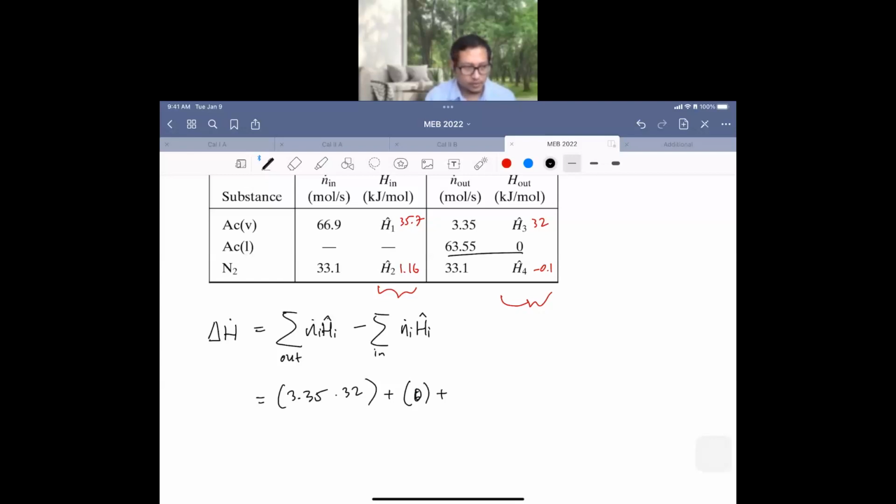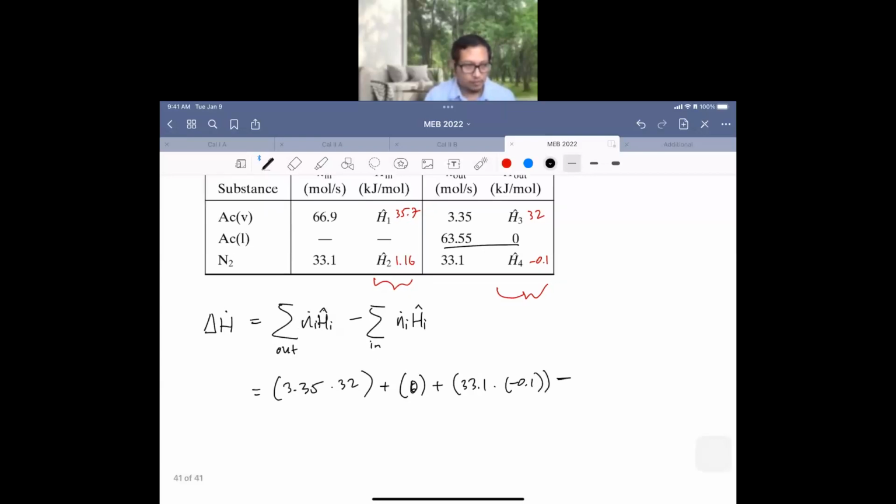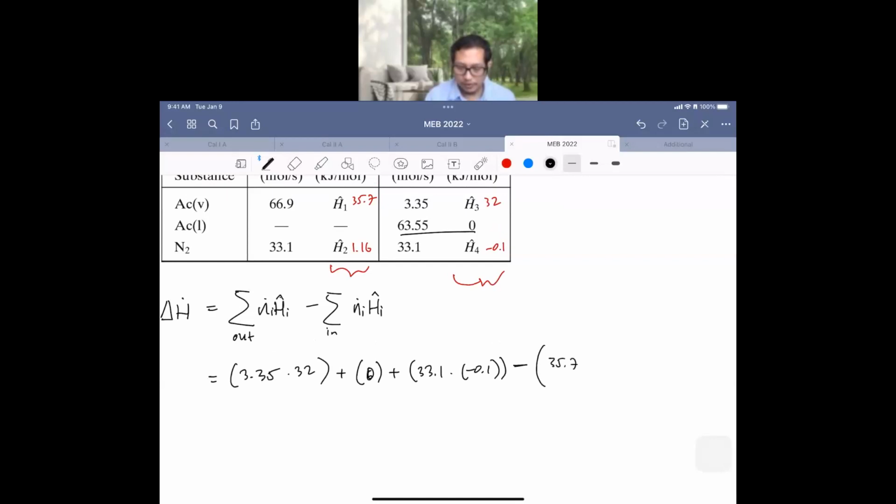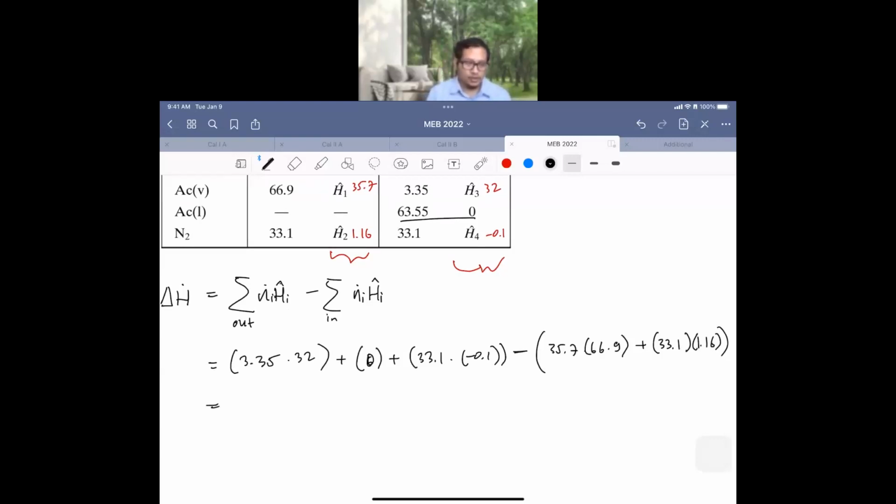So plus the 33.1 and negative 0.1, and then minus the 35.7, 66.9 and plus 33.1 and 1.16. Type in your calculator, we will get 2,320 kilojoule per second. This is the delta H.